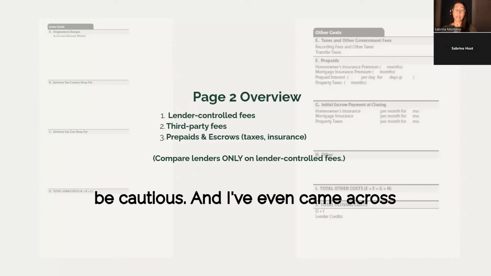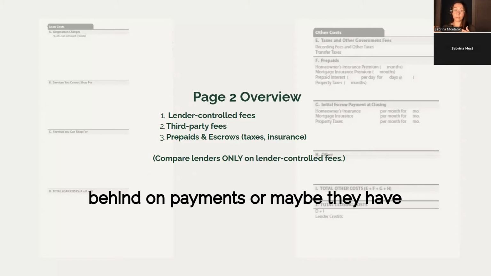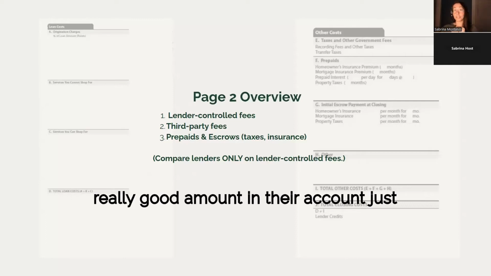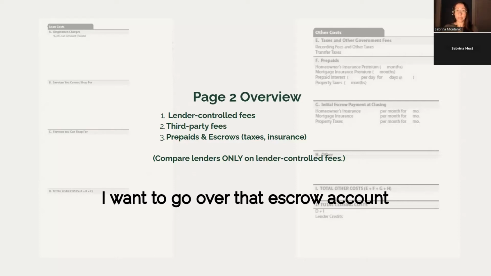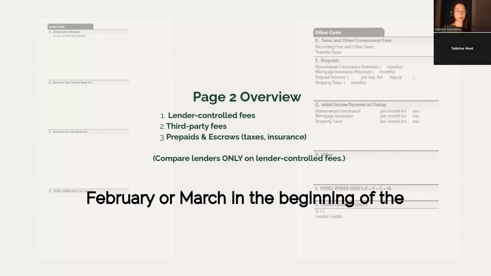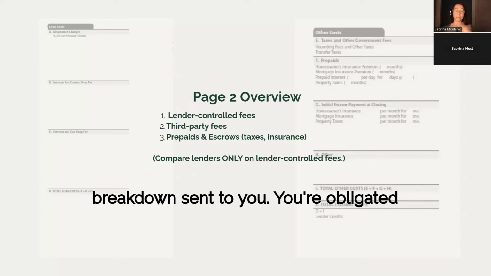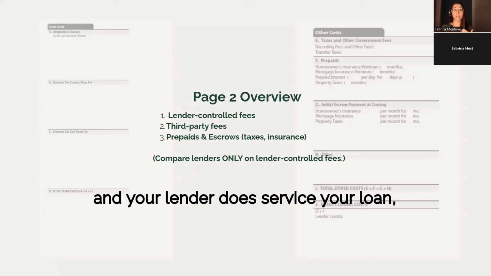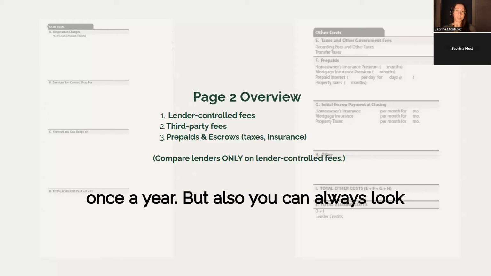So just be cautious. And I've even come across situations where clients are either behind on payments or maybe they have an influx of a really good amount in their account, just depending on their servicer with their lender. So it truly just depends. You kind of want to go over that escrow account, and you should. Usually it's in February or March, in the beginning of the year, you should have the escrow breakdown sent to you. You're obligated to have that if you do your escrow and your lender does service your loan. You do have that escrow analysis that will come to you at least once a year.